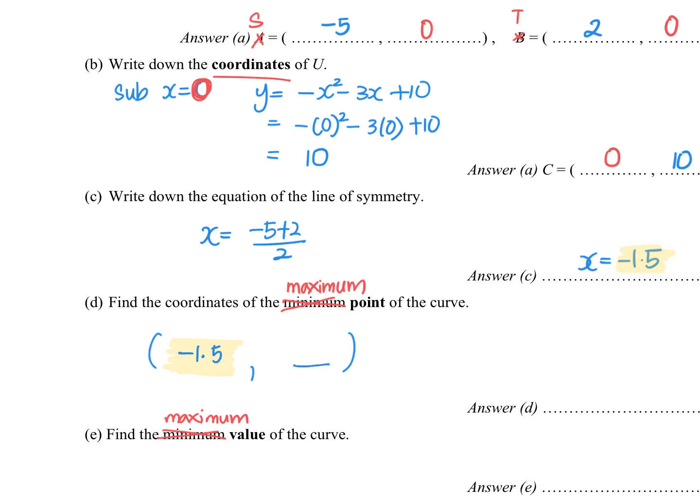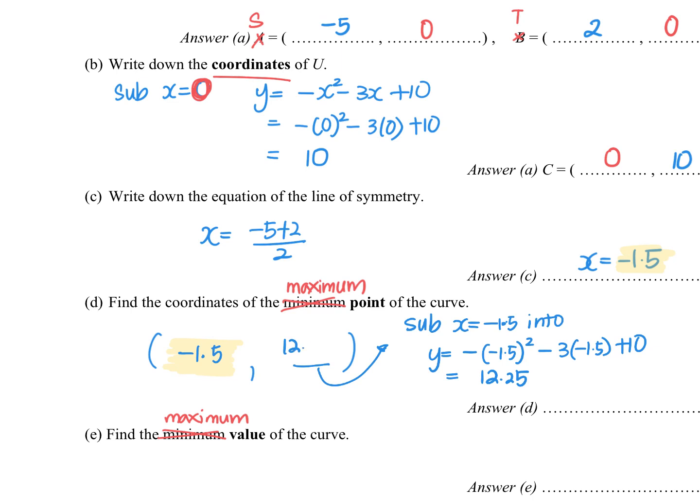So how do we find this y value over here? Okay, we sub x equals to negative 1.5 into our equation, y equals to negative x squared minus 3x plus 10. Let me calculate this value first. Okay, I got my answer from my calculator to be 12.25. So this answer will be 12.25. So the question wants the coordinates of the maximum point. So this will be the answer for our coordinates for the maximum point.